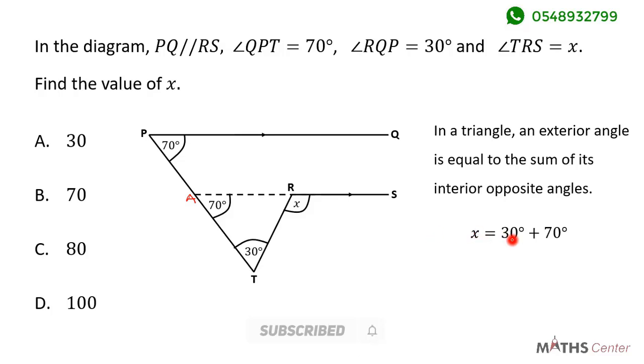So X is equal to 30 degrees plus 70 degrees. 30 degrees plus 70 degrees will give us 100. So it means that X is equal to 100 degrees. When we look through the options, we can see that the correct option is D.